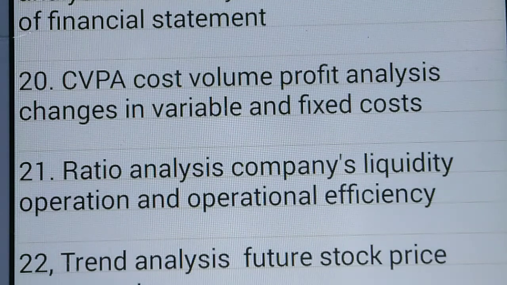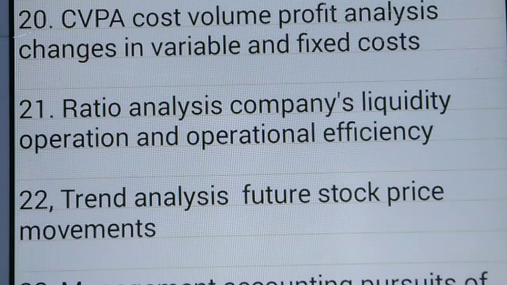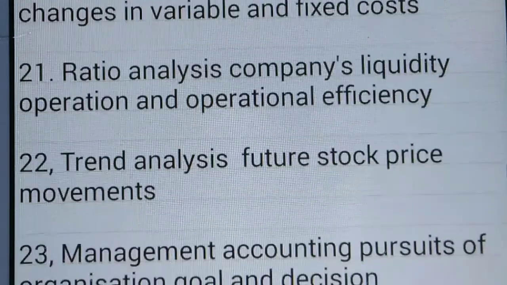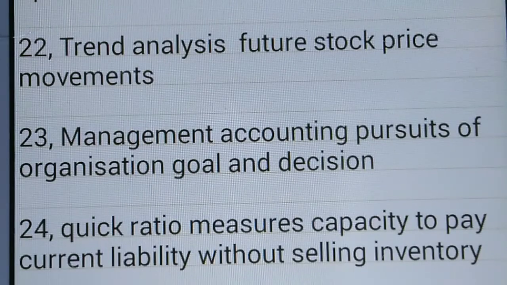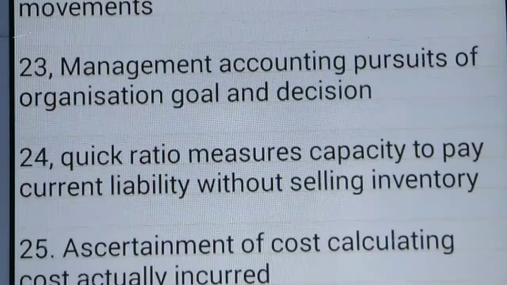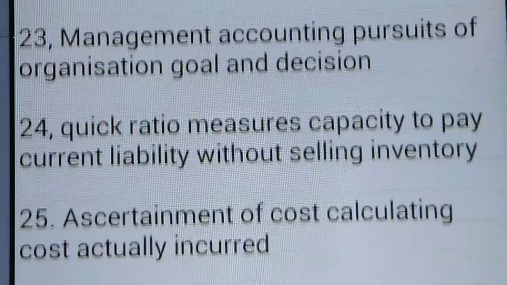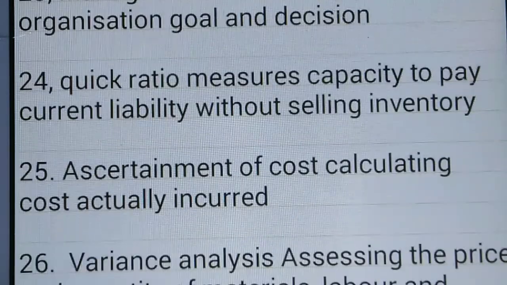CVPA, cost volume profit analysis, changes in variable and fixed cost. Ratio analysis, a company's liquidity and operational efficiency. Trend analysis, future stock price movements. Management accounting, pursuit of organizational goals and decision making.